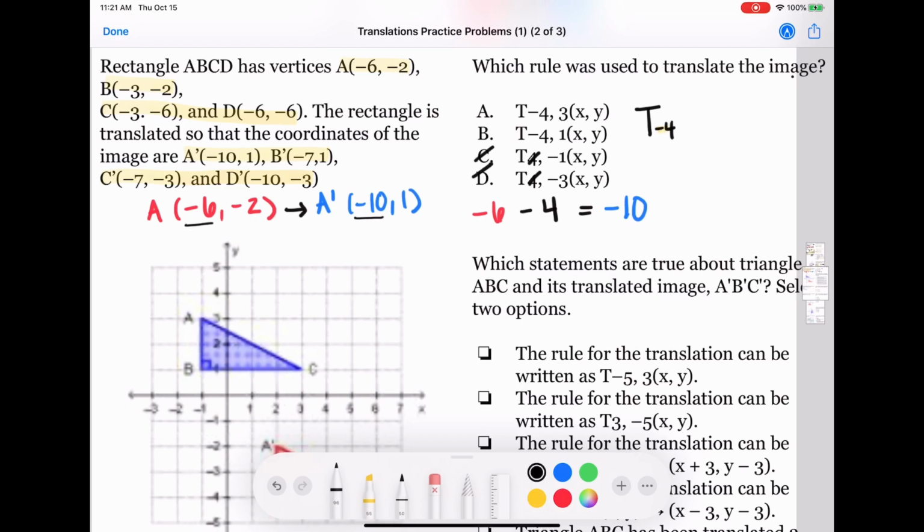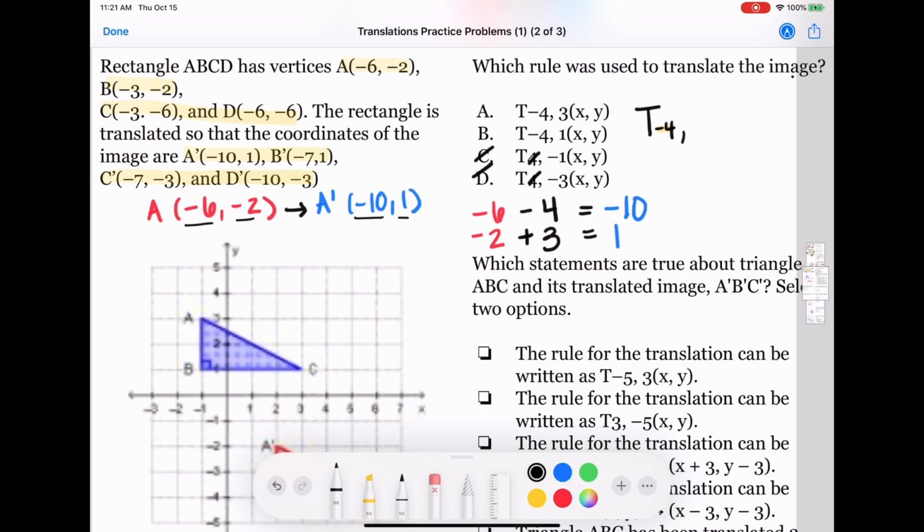So now let's identify what we must do to the y coordinate to get from -2 to 1. So again, we start with our original coordinate -2, and then we are trying to identify what we add or subtract to get to our resulting coordinate 1. Well, in order to get from -2 to 1, we can go ahead and add 3. So if we take the original coordinate -2 and add 3, we can get our resulting coordinate 1.